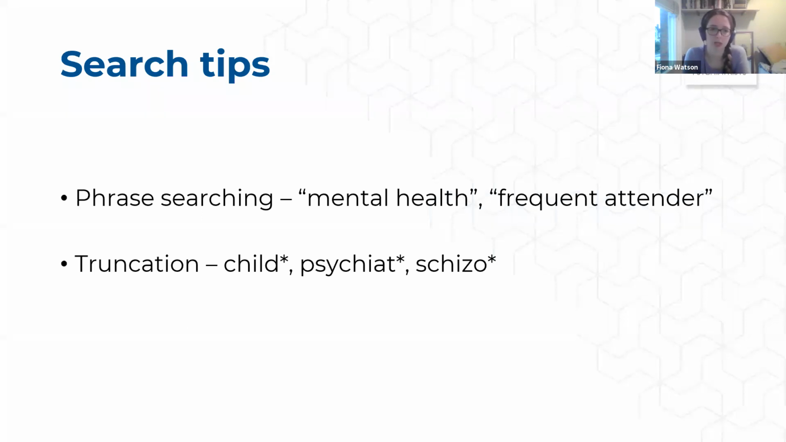And the other one is truncation. So I would usually truncate child, just down to child with a star, because that will give me children as well. And psychiat with a star, because that will give me psychiatry, psychiatrist, psychiatrists. And the same with schizo. So I would regularly use that, despite the fact it makes me slightly uncomfortable because it will give me schizophrenia, schizoaffective, schizoid, that kind of thing.